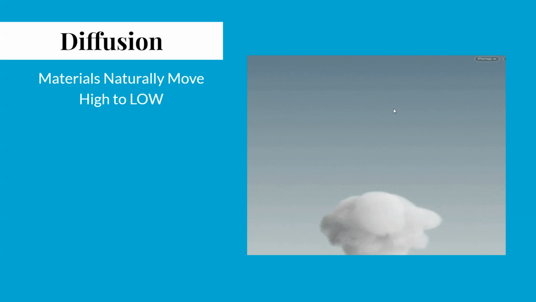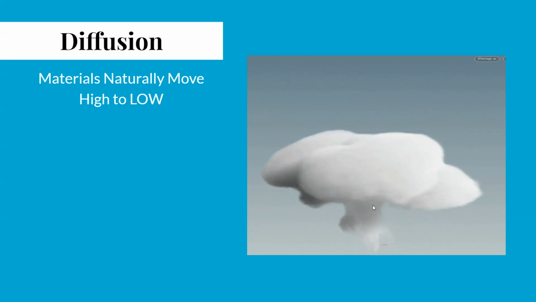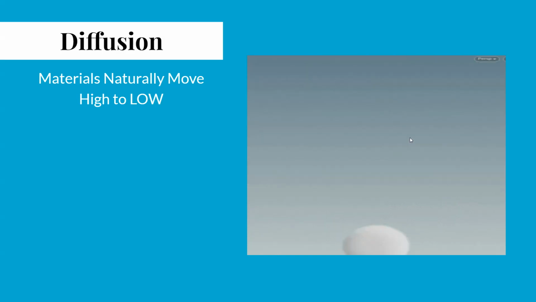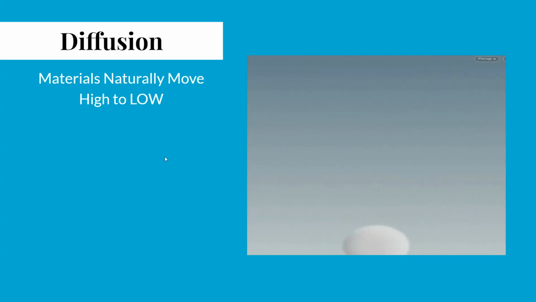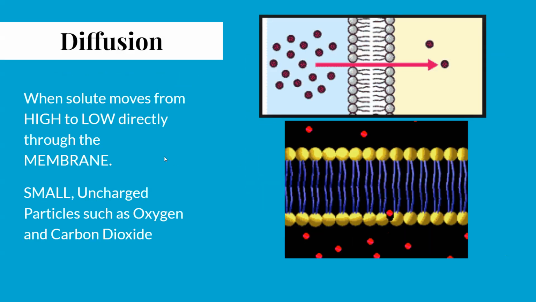So in diffusion, materials are naturally moving from where they are in high concentration to where they are in low concentration. Everything wants to spread out, everything wants to be in equilibrium and in balance. So this is very natural. In terms of the cell, we're going to look at diffusion when particles move from high to low. So we're talking the solute particles. So these are the things that are dissolved, the solutes, the dots. They're moving from high to low, but they're doing so straight through the cell membrane.